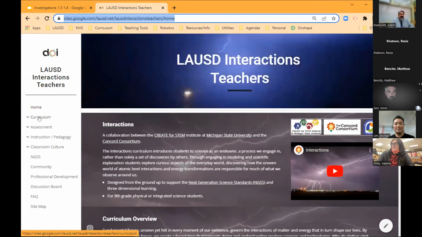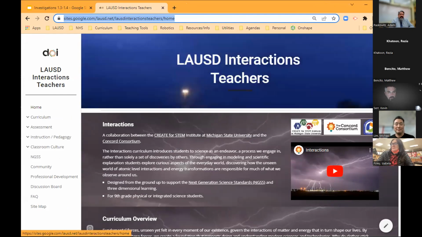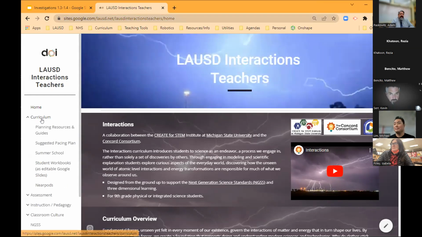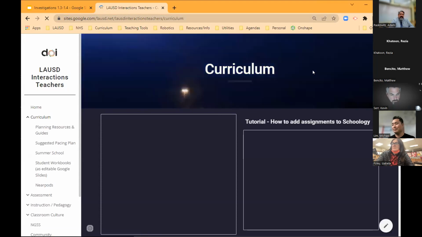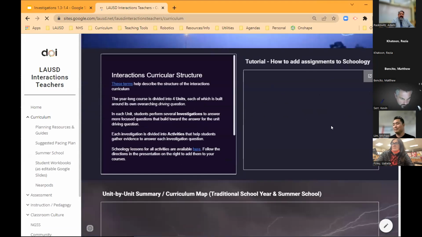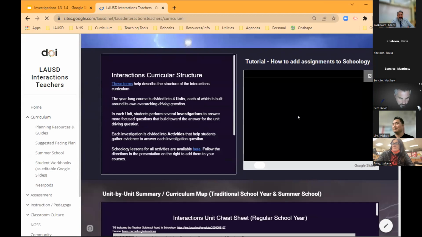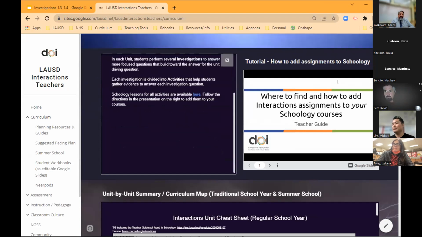I want to focus today on the curriculum section. If you look at the left side of the website, you see that there's a menu there. And if you click on curriculum, you see that the curriculum section is actually divided into several different sections. Now, within the main page of the curriculum section, we do have that tutorial on how to add assignments to Schoology. If you only do that once a year and you need to go back and review it, there's a little tutorial here to help you out. And we also talk about the overall structure of interactions.